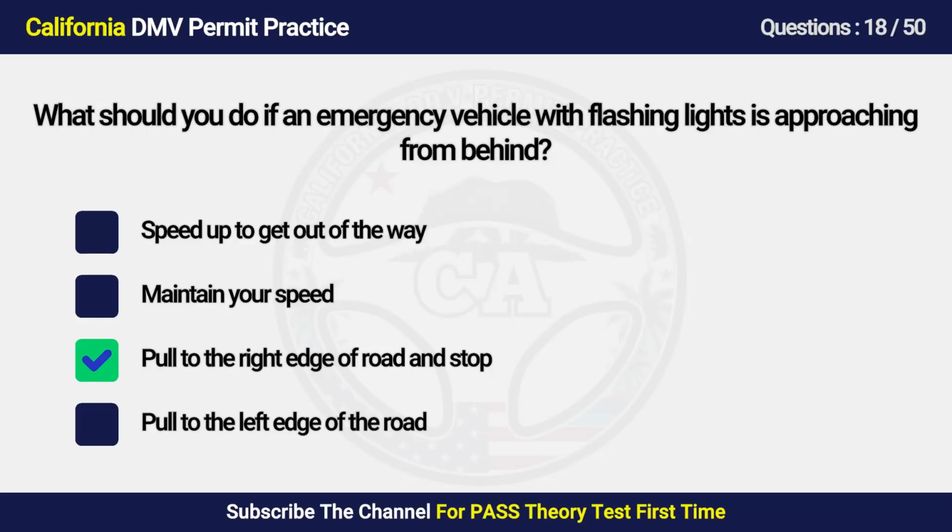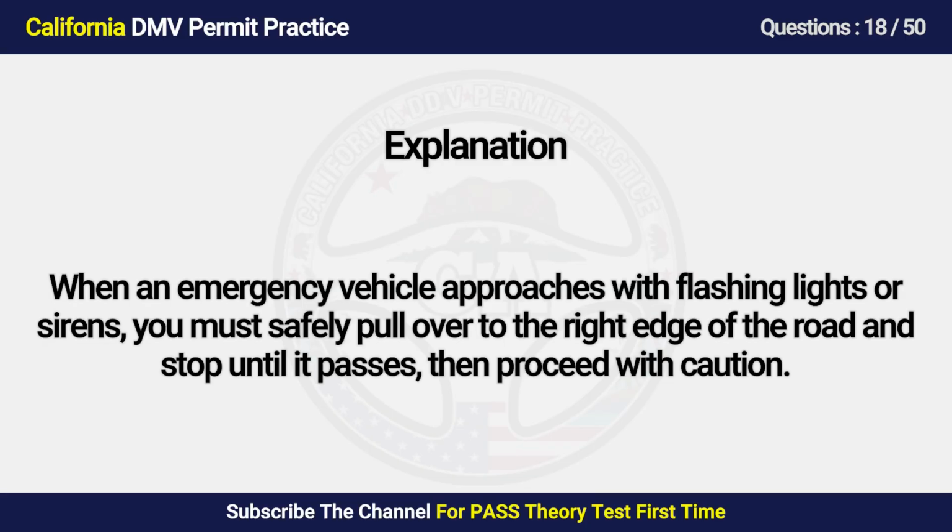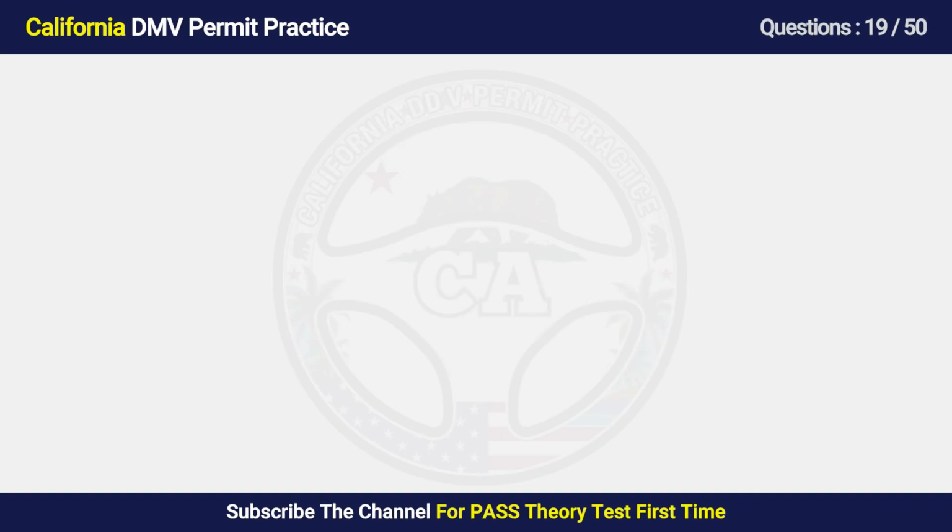Answer is C. Pull to the right edge of road and stop. When an emergency vehicle approaches with flashing lights or sirens, you must safely pull over to the right edge of the road and stop until it passes. Then proceed with caution.